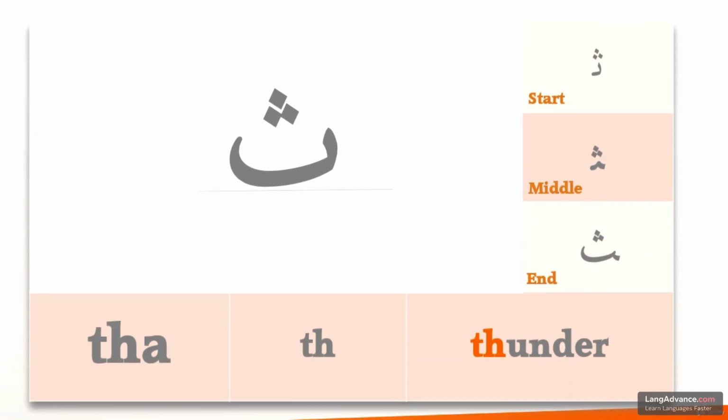Next letter, Th. Th is written like a T, except it has a third dot. And it's written on top of the line, just touching the line. And this is called a Th. Th is like the sound TH in thunder. It's using the tongue and the lower teeth to make the sound. At the start of a word, it's written like this, at the middle, and at the end. This is the script for Arabic chat: th.